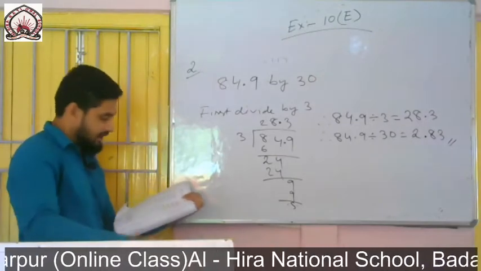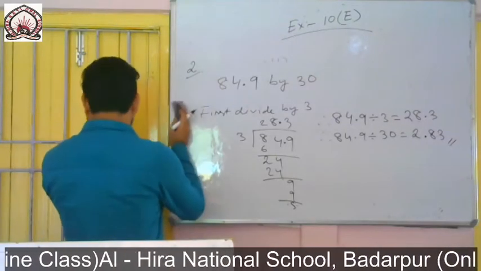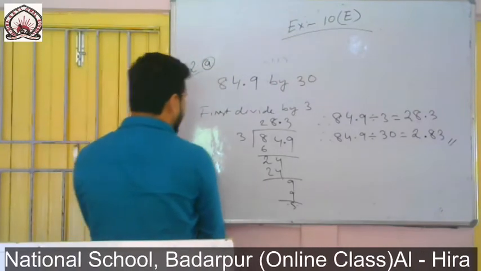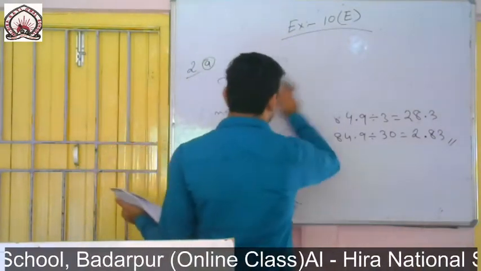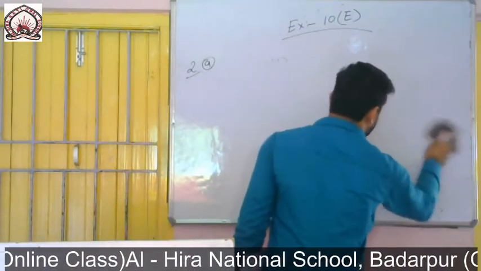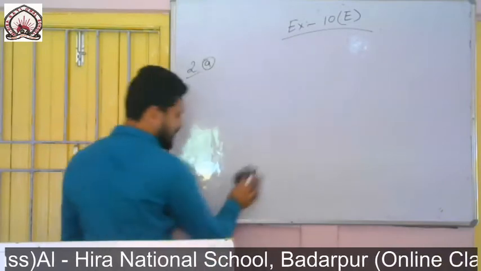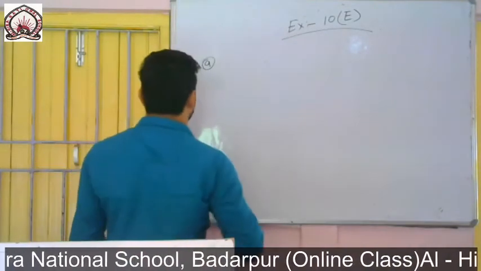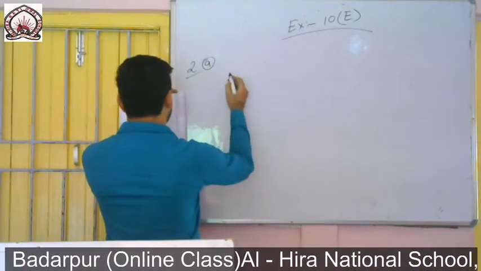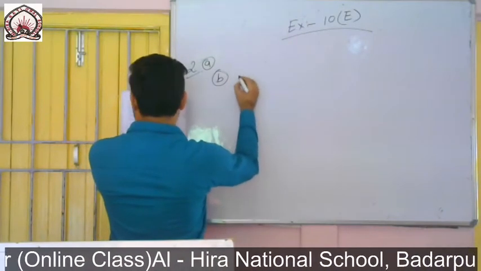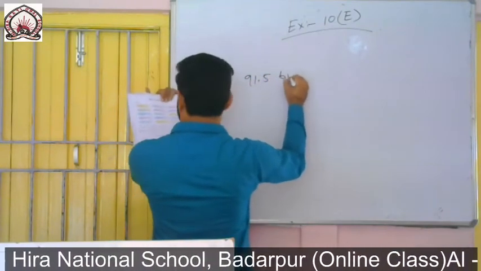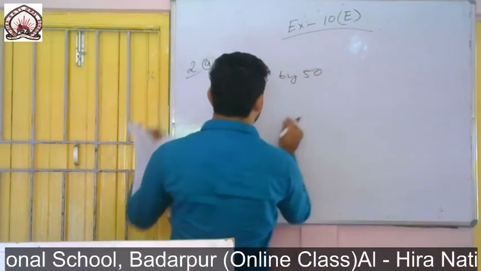Okay, now this is 2a. Now we shall do 2b. Okay, 91.5 by 50. Okay, so first you divide by 5.